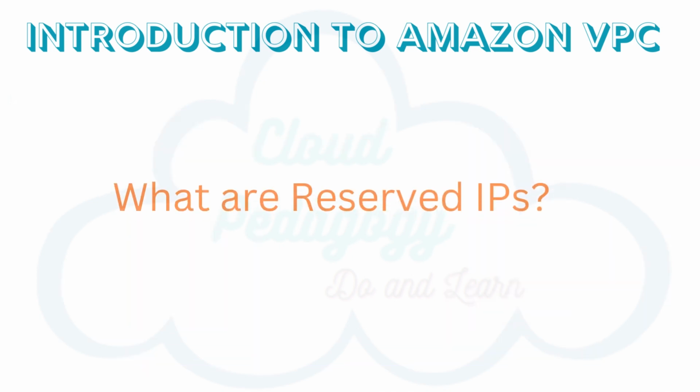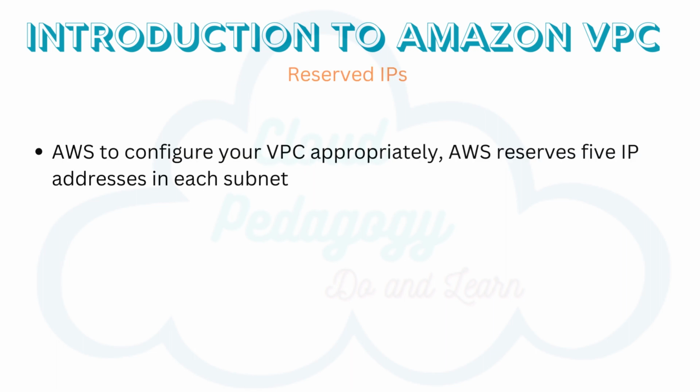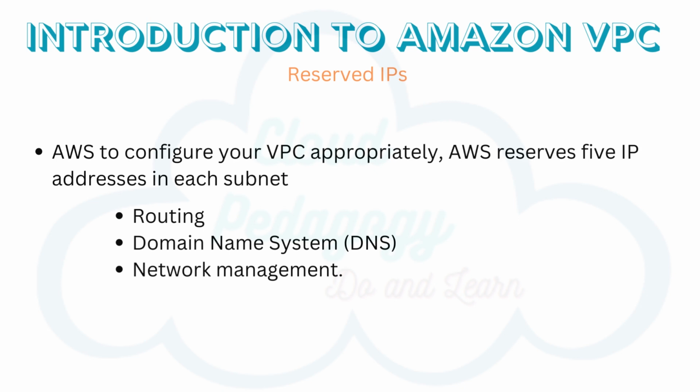Next, we'll look into reserved IPs. For AWS to configure your VPC appropriately, AWS reserves 5 IP addresses in each subnet. These IP addresses are used for routing, domain name system (DNS), and network management.